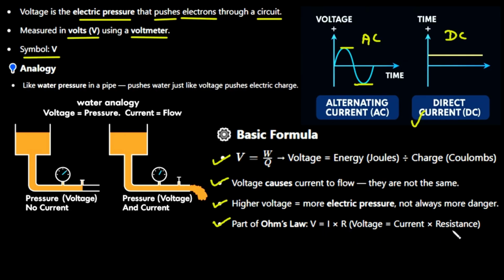Finally, voltage is a key part of one of the most important laws in electronics, Ohm's law. The formula is V equals I times R. This means voltage is equal to current, represented by I, multiplied by resistance, represented by R. This simple formula shows the direct relationship between voltage, current, and resistance in a circuit, and it's a cornerstone of electrical engineering.